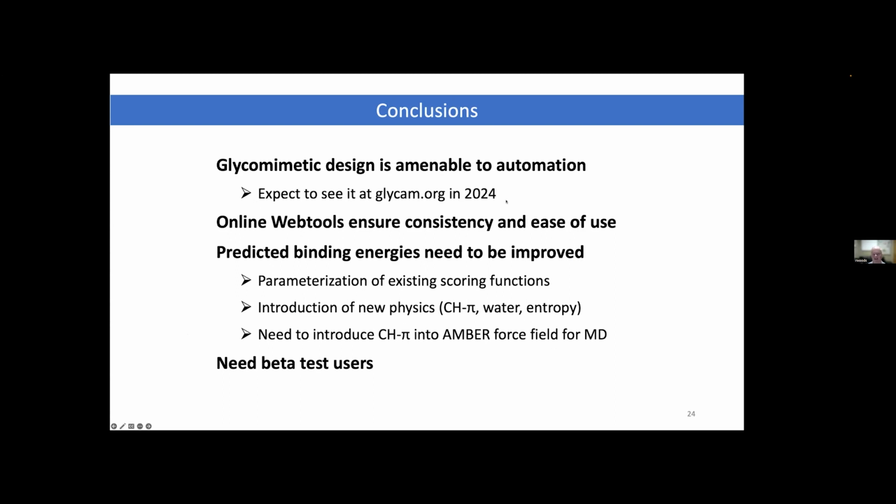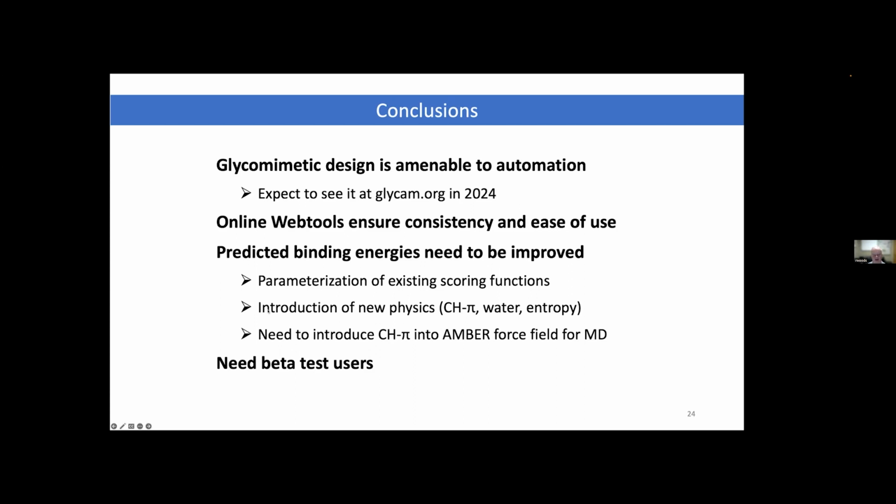I hope to have this online next year. That's where we're heading. There's plenty of scope for improvement. Parameterization of existing scoring functions is one area, but really what this helps us do, if you include known glycomimetics, is provide a very efficient way to create data sets that you can compare to experiment.